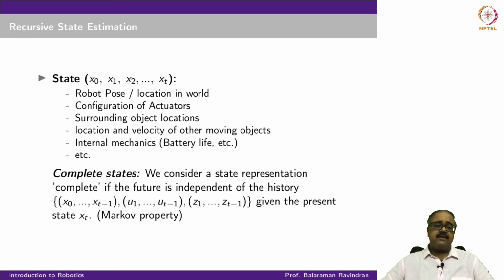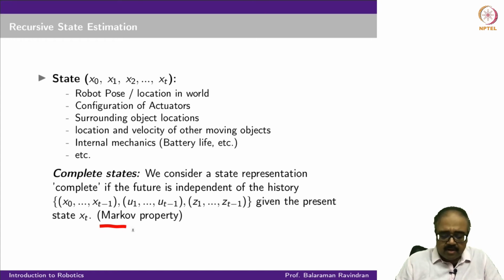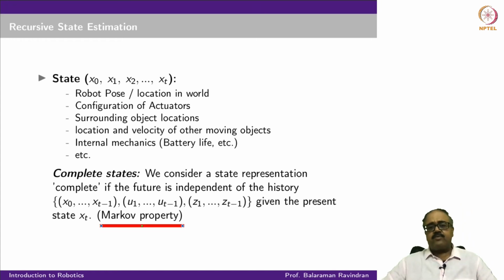So we would consider in this case if a state representation is complete, right? If it has all the information that you need for making decisions, and we'll also assume that the state is going to have what we call the Markov property. This means that the state xt has enough information for me to make decisions, right, without having to worry about everything that went before xt. So that means I don't have to worry about x naught, x1 all the way up to xt minus 1 if I know what is xt.